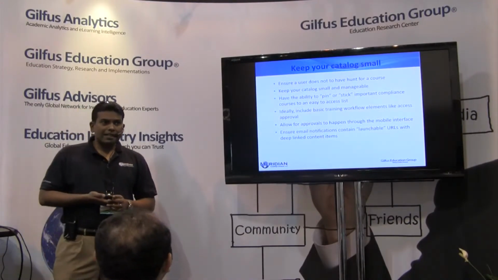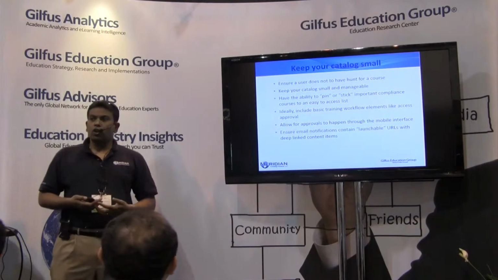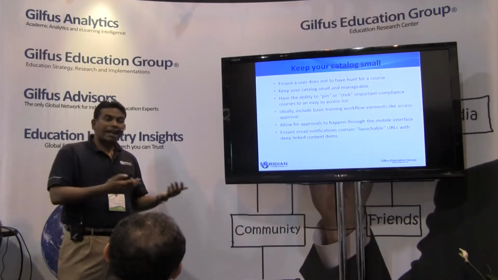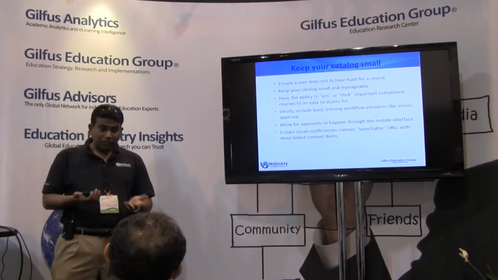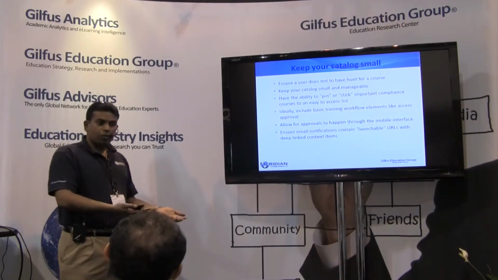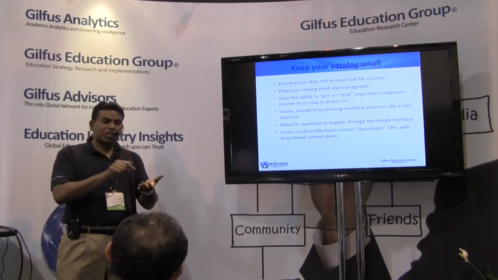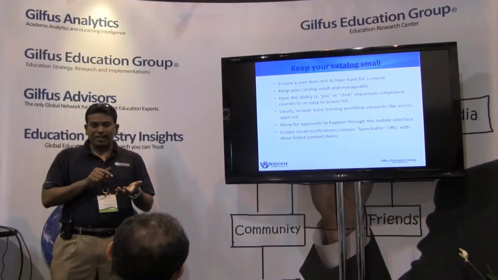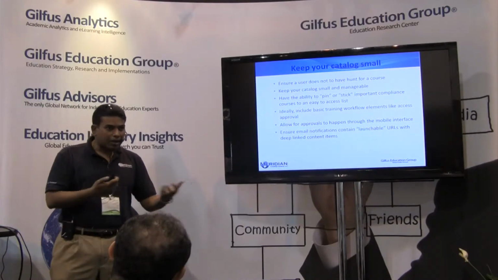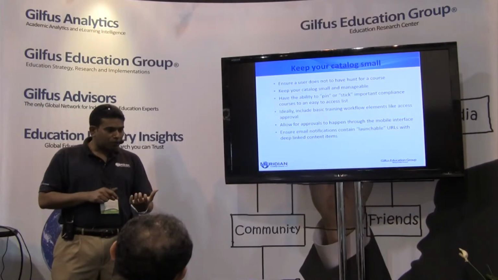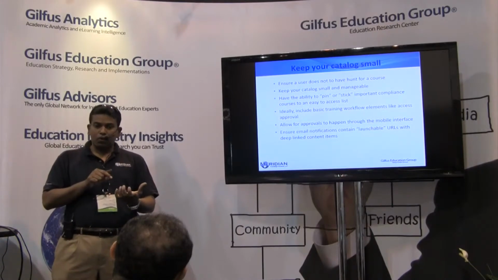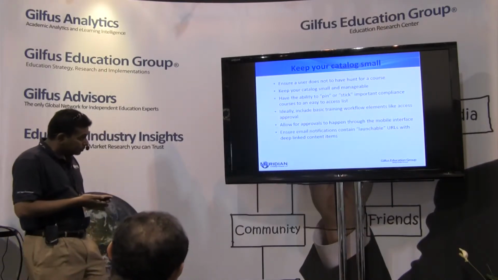You can include basic access approval. So in case your employees need to get approvals from their managers, you have the ability to actually build that in. Look for a mobile interface that will allow a manager to actually give access through a mobile interface. So if I'm a manager running between meetings and I get an access approval request, I should be able to give approval while on the move.